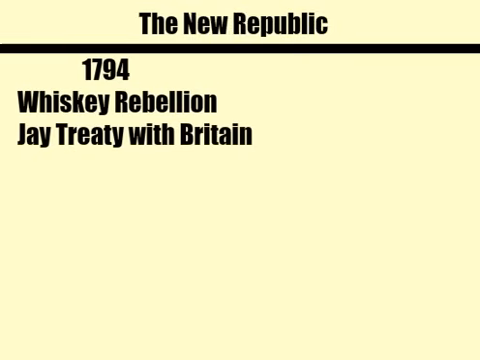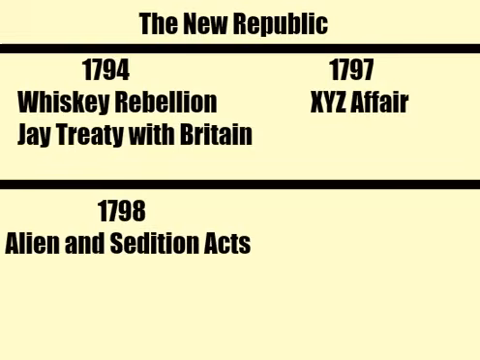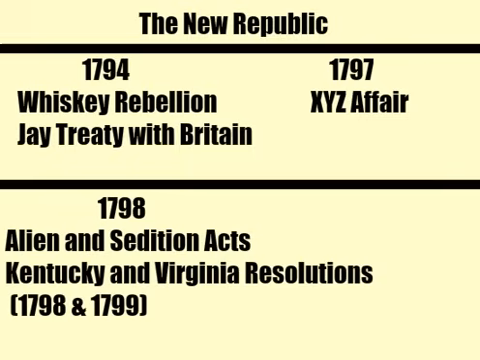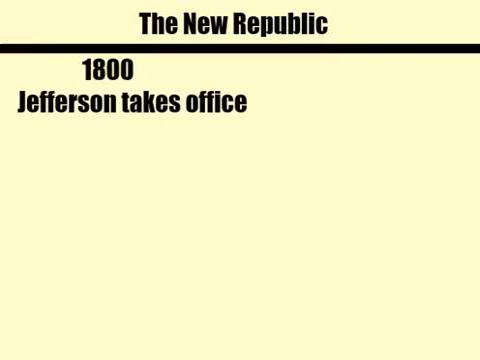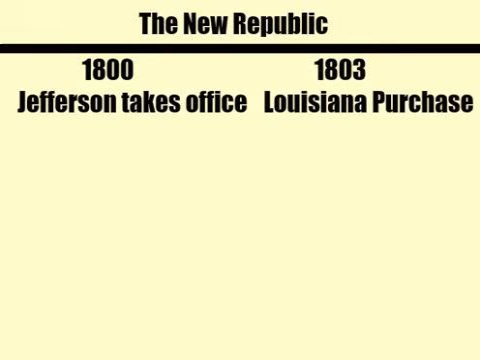That leads to the 1797 XYZ Affair, as the French were rather upset. Next came the Alien and Sedition Acts, and ultimately the Kentucky and Virginia Resolutions. Thomas Jefferson won the presidency in 1800 in what was known as the Revolution of 1800. In 1803 you have the Louisiana Purchase.